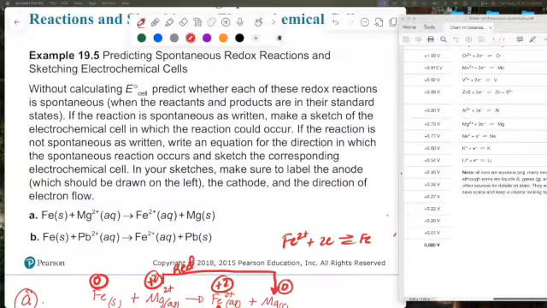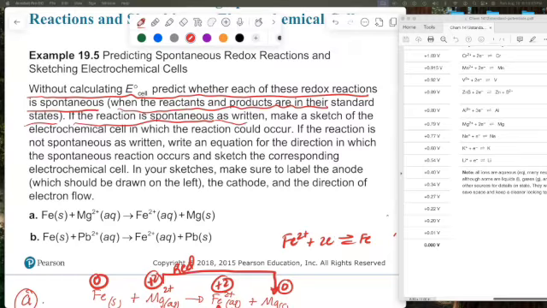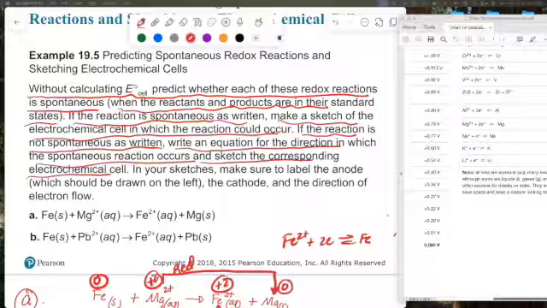Okay, so I'm going to attempt this question right here. Without calculating the E of the cell, predict whether each of these redox reactions is spontaneous when the reactants and the products are in their standard states. If the reaction is spontaneous as written, make a sketch of the electrochemical cell in which the reaction could occur. If the reaction is not spontaneous as written, write an equation for the direction in which the spontaneous reaction occurs and sketch the corresponding electrochemical cell. In your sketch, make sure to label the anode, which should be drawn on the left, the cathode, and the direction of the electron flow.